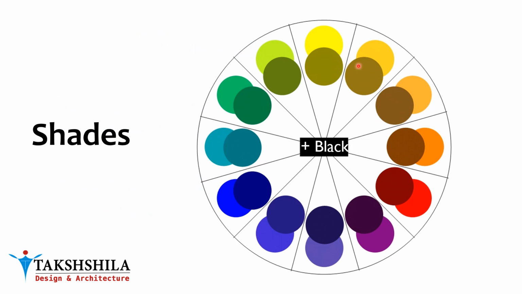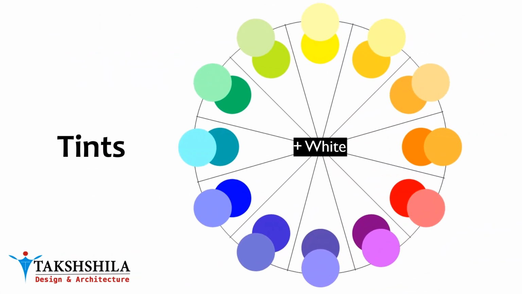When we are mixing the pure colors of the color wheel with black color, they are giving the darker tones of the colors. These darker tones of the colors are known as shades. Similarly, when we are mixing the pure colors with white, they are giving lighter tones of the color. These lighter tones of the color are known as tints.